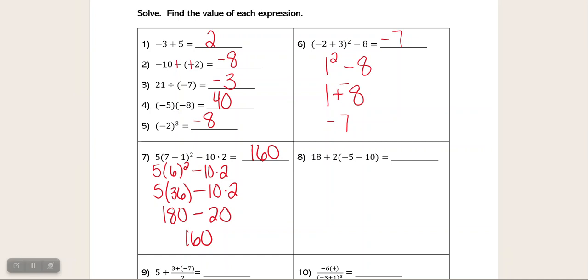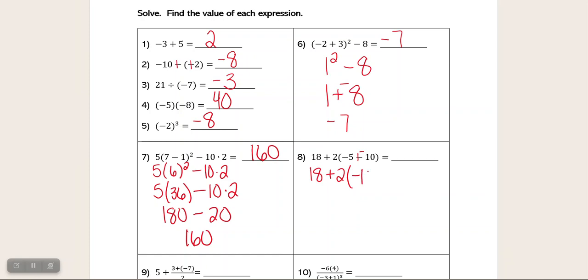Number 8, we have 18 plus 2 times the quantity of -5 minus 10. So we're going to work inside that parentheses. First, I'm going to take the subtraction sign, make it addition, and I'm going to change the sign of the number behind it. So we're going to work inside. That's -5 plus -10.